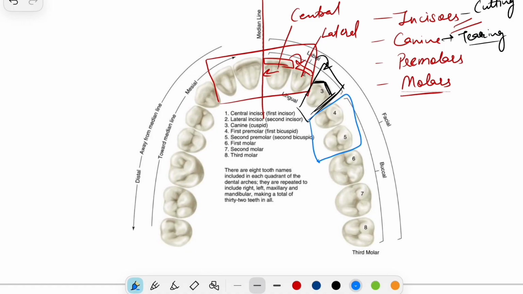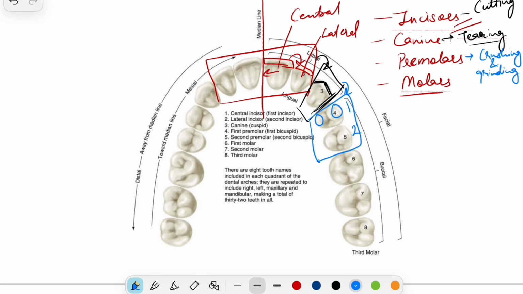So now premolars are located behind the canine. They are 2 in number on each side of the arch, and their function is crushing and grinding food. So I'll just write it here. Crushing and grinding food. Okay, and then they usually have two cusps, the buccal cusp and the lingual cusp, and so they are also called bicuspids, because they have two cusps.